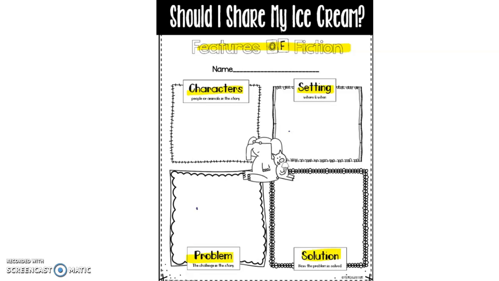So who are the characters in the story? Well, we have Elephant, and we have Piggy, and then we also have the ice cream person, and we don't know their name, it doesn't say, so we can include them, but we don't have to.